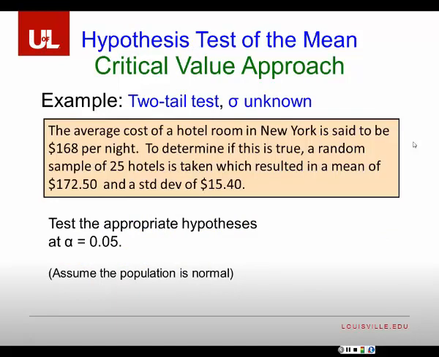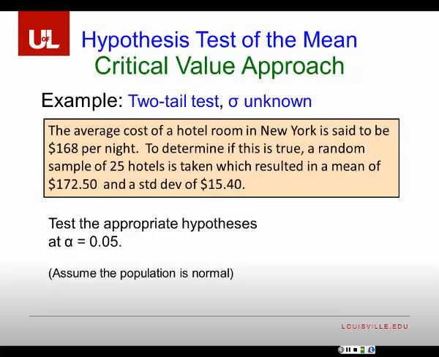All right, so the average cost of a hotel room in New York City is said to be $168 per night. To determine if this is true, a random sample of 25 hotels is taken, which results in a mean of $172.50 and a standard deviation of $15.40. Test the appropriate hypothesis at alpha equal to 0.05.